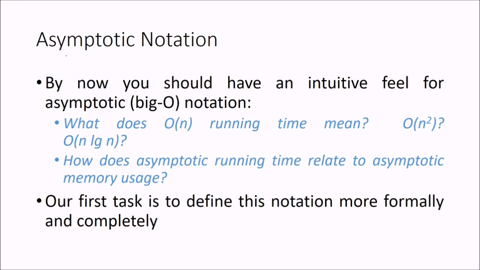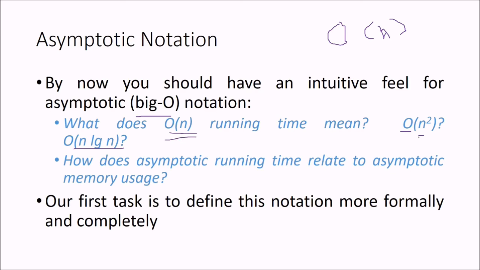So what is asymptotic notation? By now you might have got that intuitive feeling for this asymptotic big O notation, and most of you might know it. What do we mean when we say order of n running time, or order of n square, or order of n log n? As a computer science person, everyone should know that if I say this is order of n square, I'm talking about big O notation, and I'm also suggesting that this algorithm varies as n square. The running time is n square, or n log n.